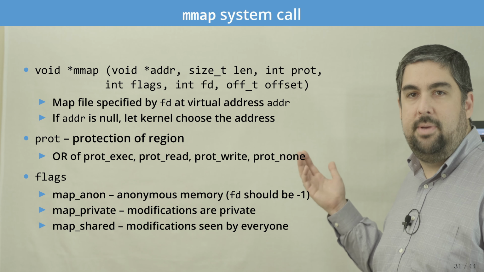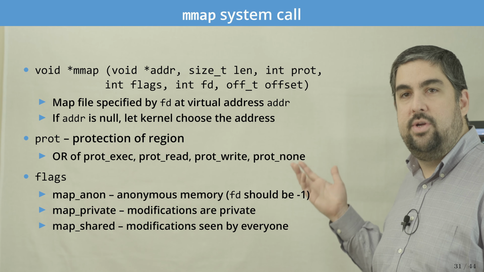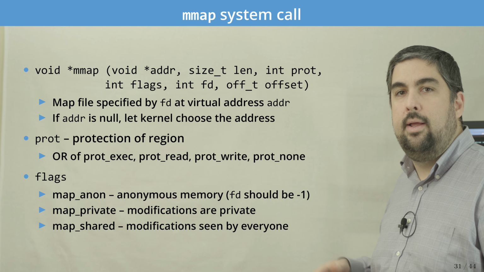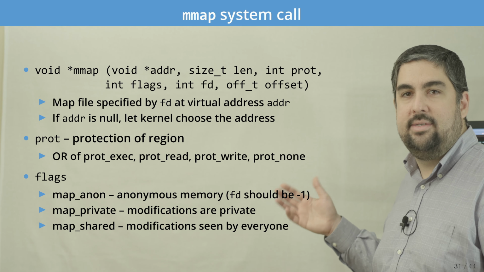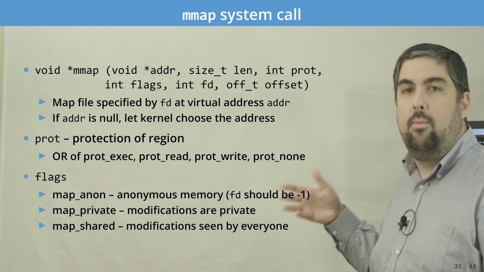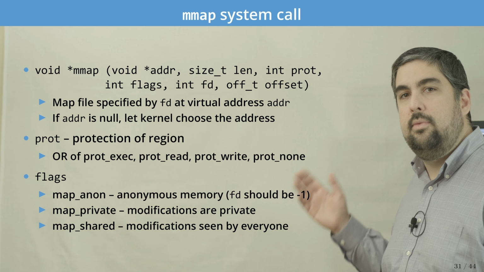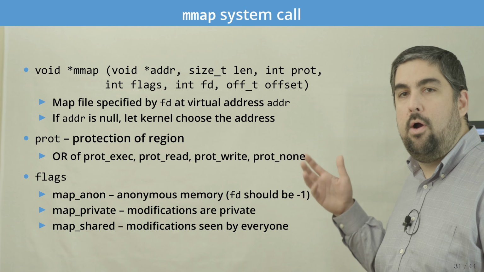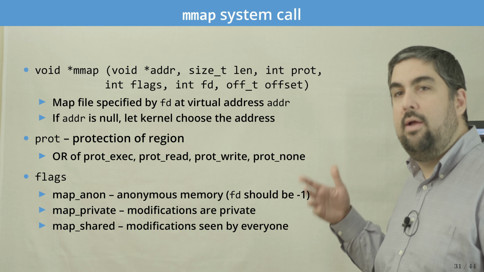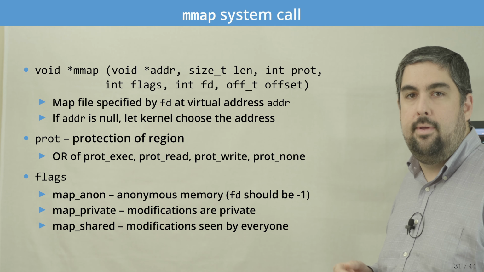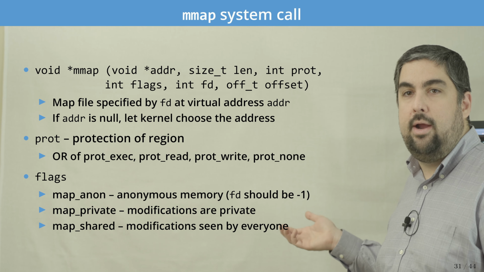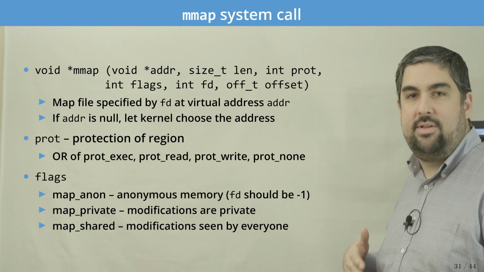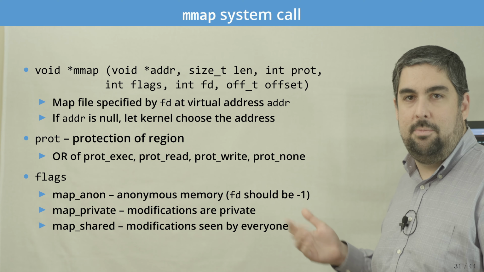A set of protection bits allow you to decide whether or not this region should be executable, readable, writable, or none. And finally, some flags help the mmap call determine what you're actually trying to do. If you call it with map anonymous, it means that you're trying to map some arbitrary region of memory for the heap, and your file descriptor should be -1. Mapping something private or shared decides whether or not those modifications are private to this process or going to be shared between multiple processes.